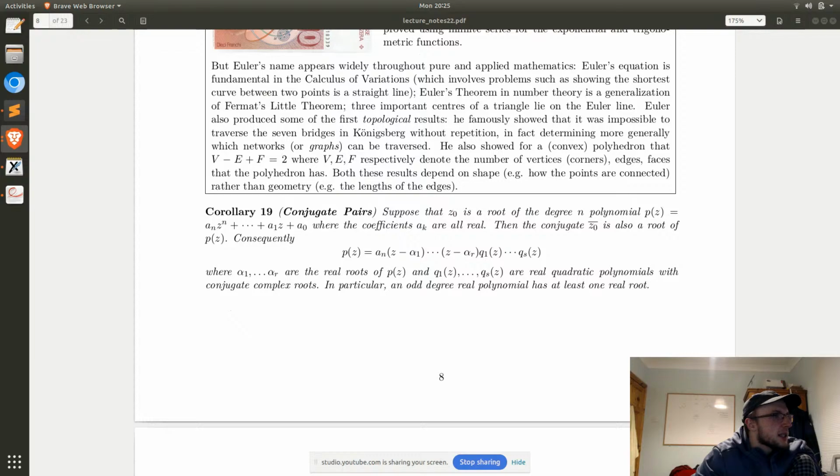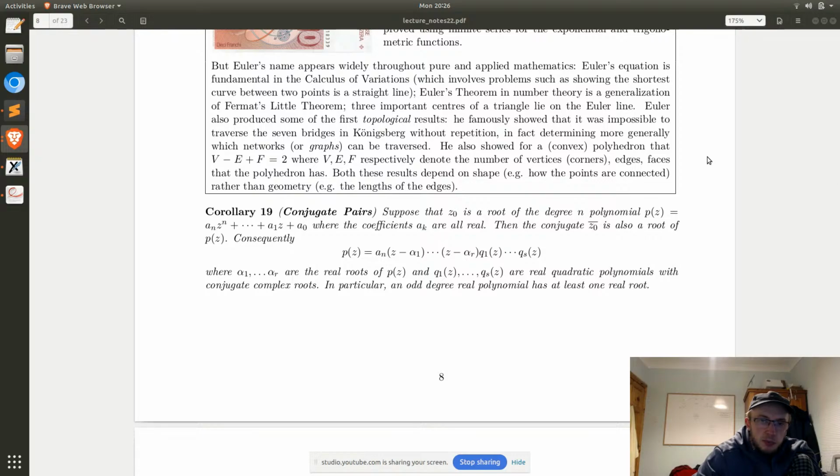Corollary 19. Suppose that z0 is a root of the degree n polynomial p of z equals a_n times z to the n, all the way down to a_0, where the coefficients a_k are real. Then the conjugate z0 bar is also a root of p(z).